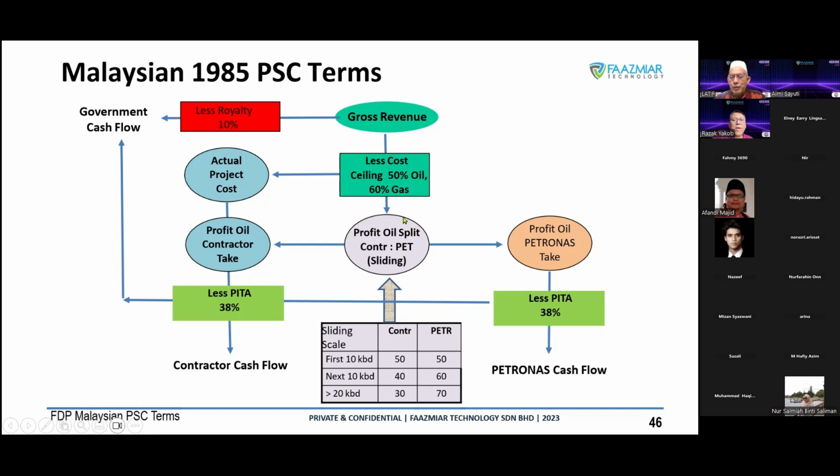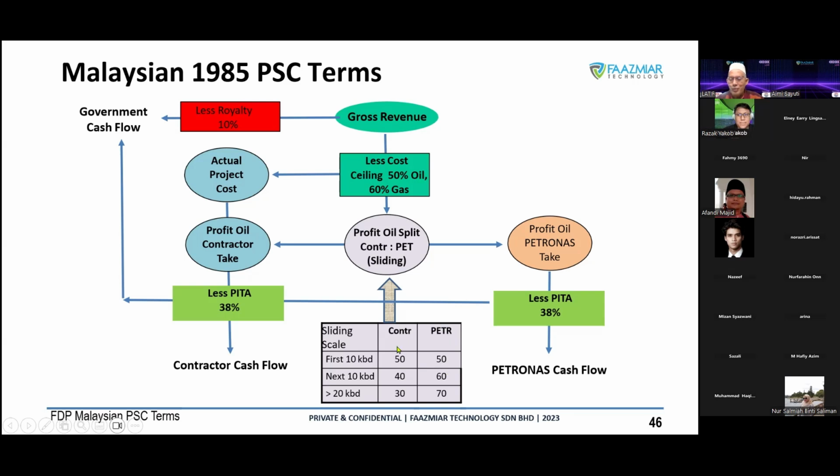After you minus revenue and minus the actual project cost, this profit is distributed by sharing. Some of the previous PSCs say that for the first 10,000 barrels per day, 50% goes to the contractor and 50% goes to Petronas. If you have a higher next 10,000 barrels and better revenue, then the contractor only has 40%. In other words, Petronas or the government asks for more share when there is more profit.